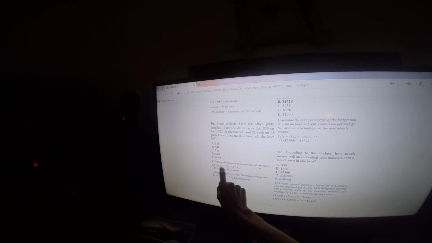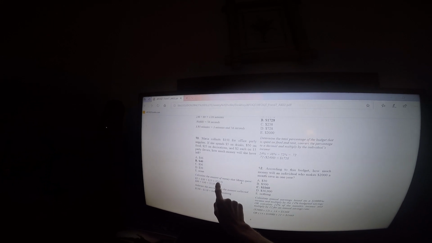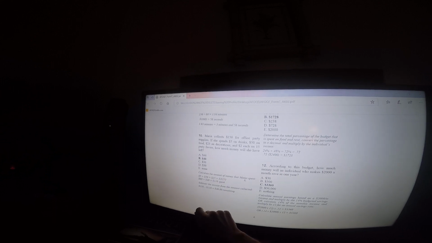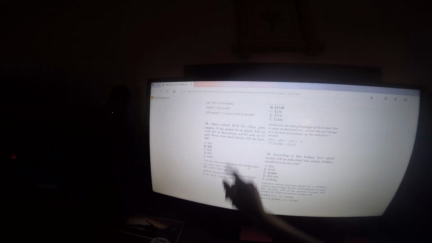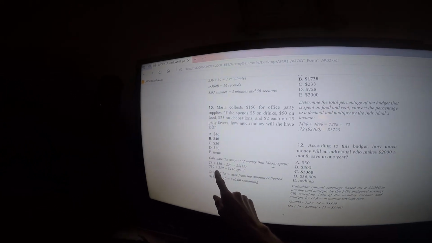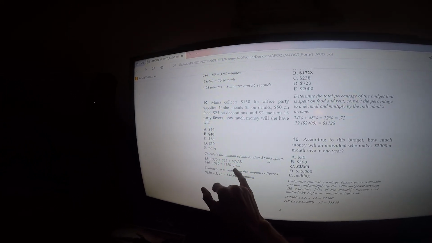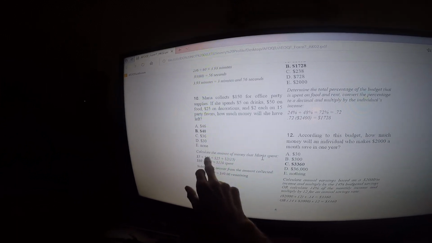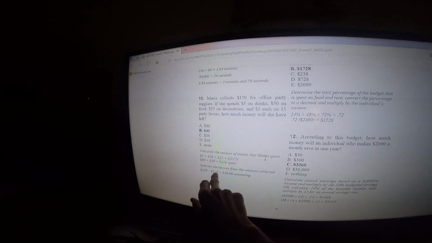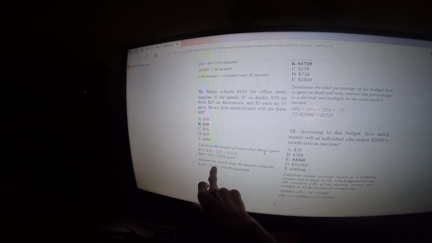So she spent $5, $50, $25, and $2 each on 15 party favors. So 80 plus 30 equals $110 spent. So there's your 80 right there, and there's your 30 right there. Subtract the answer from the amount collected. 150 minus 110 equals $40.